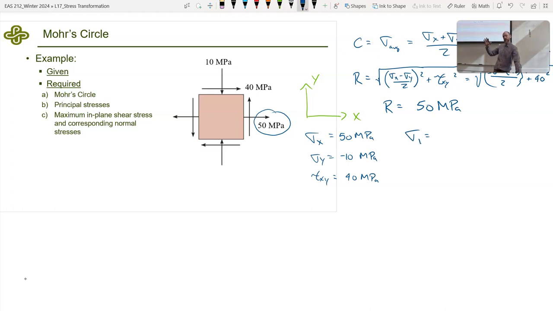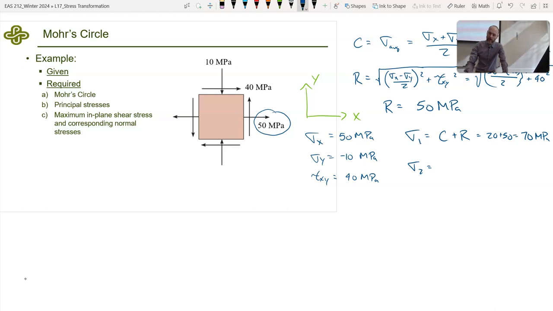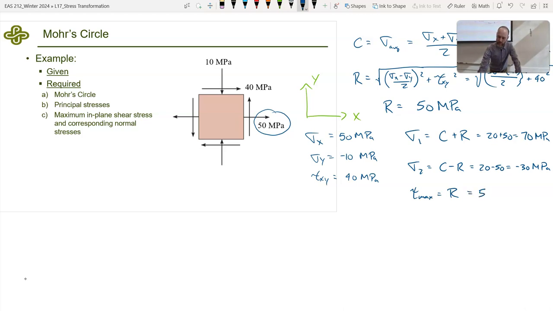Our principal stress on the right, sigma 1, is just center plus radius. So 20 plus 50 equals 70 MPa. Our sigma 2, our minimum normal stress on the left, is just the center minus your radius. So 20 minus 50 equals negative 30 MPa. And your tau max is just equal to your radius, so plus or minus 50 MPa.